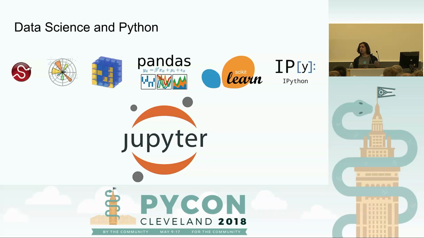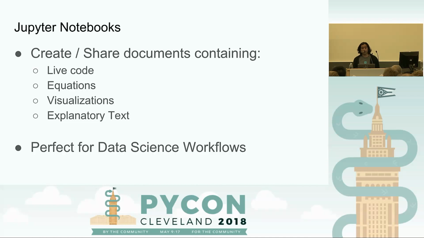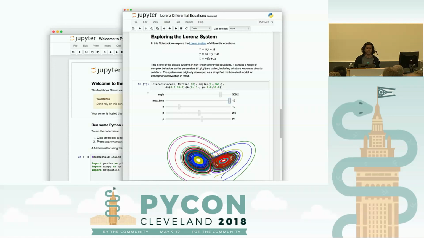So Python has a really great ecosystem of data science tools that make it really easy for us to do analysis. And Jupyter's sort of the star of the show. Jupyter's our data science front end, which we can use to capture our results and our process. So Jupyter notebooks are documents that contain live code, equations, visualizations, and explanatory text.